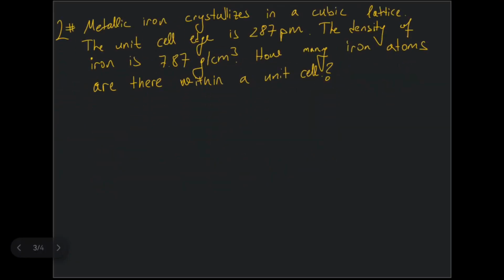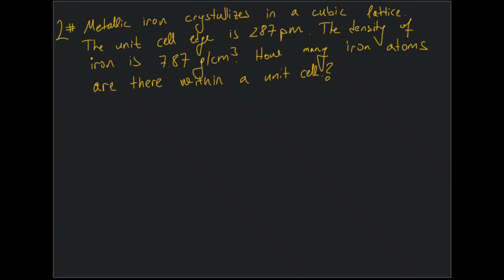And in the second question, metallic iron crystallizes in a cubic lattice. The unit cell edge is 287 picometers, and the density of the iron is 7.87 gram per centimeter cubed. How many iron atoms are there within the unit cell?